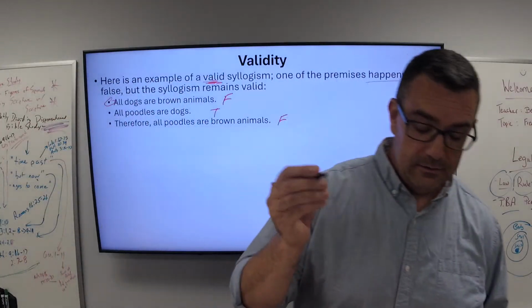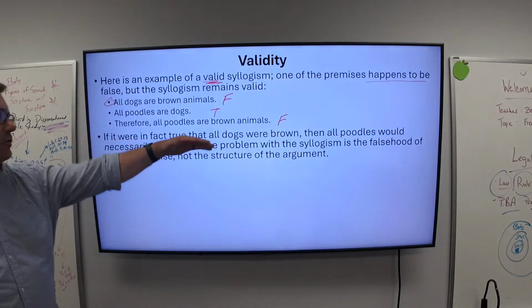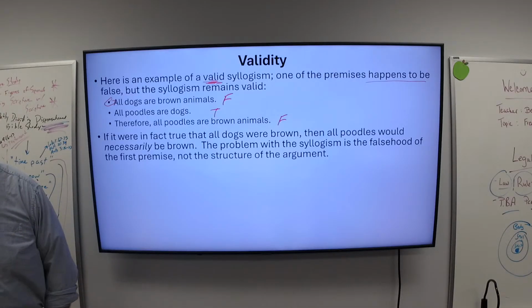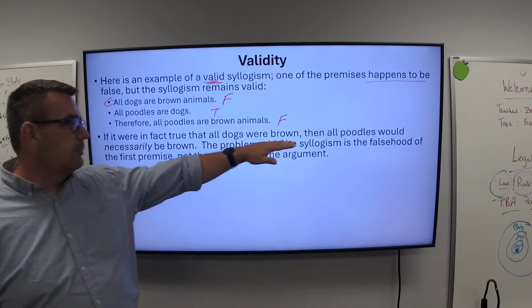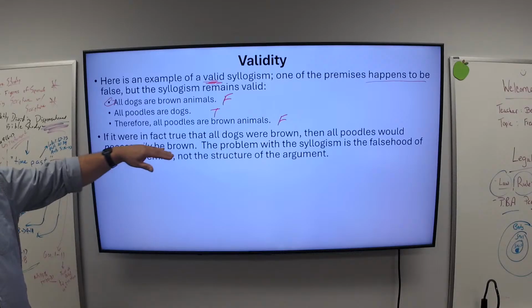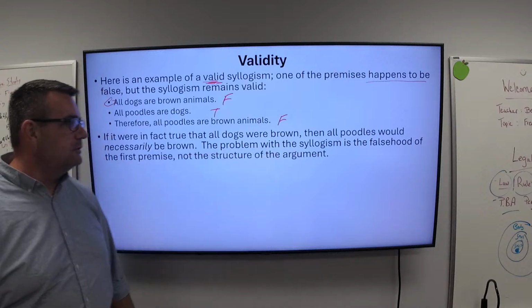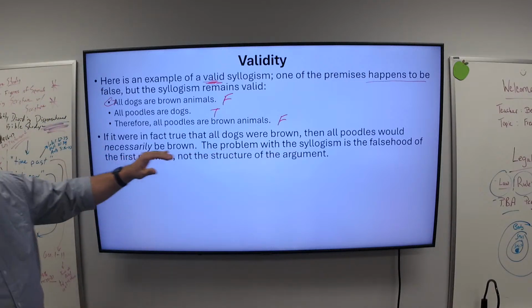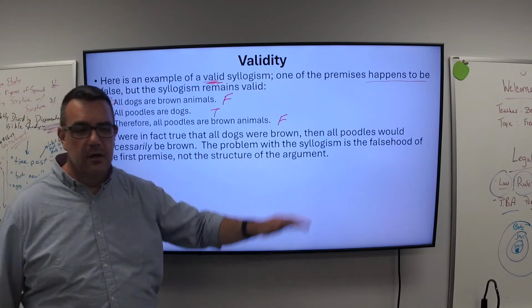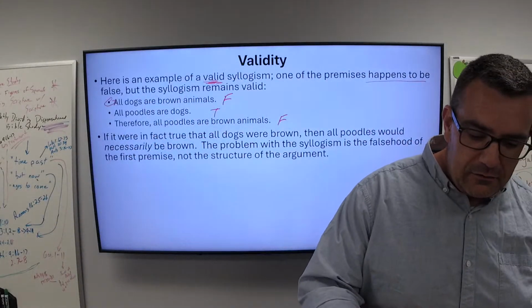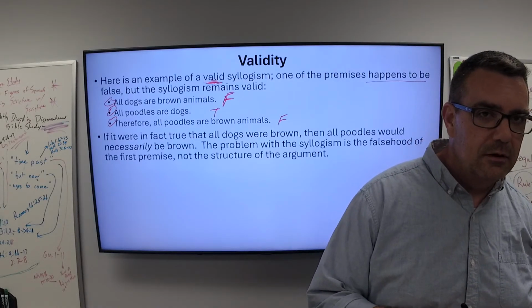I'm not sure we're ready to answer that, so let's look at the next point. If it were in fact true that all dogs were brown, which is the premise that we say is false, then all poodles would necessarily be brown. The problem with the syllogism is the falsehood of the first premise, not the structure of the argument. In other words, the issue is that this premise is false, not that the premises are structured badly. Does that make sense?